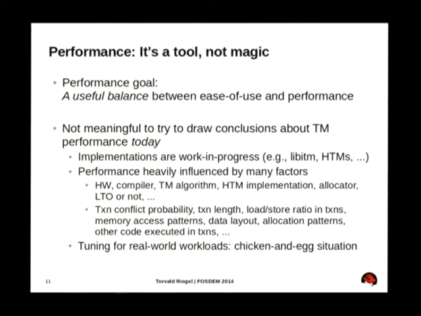There was a SPARC hardware TM implementation that was so restricted that you couldn't do function calls. That's not useful for general purpose TM, right? It's useful if you use it in a very, very tiny controlled way, but it's not useful for the high-level TM abstractions. The allocator matters because the allocator decides how you end up moving your data around and where your data gets located in memory, and there are false sharing issues and all that stuff. Whether you use link time optimizations or not does matter because it affects the overhead. And these are all the factors that the implementation actually has control over.